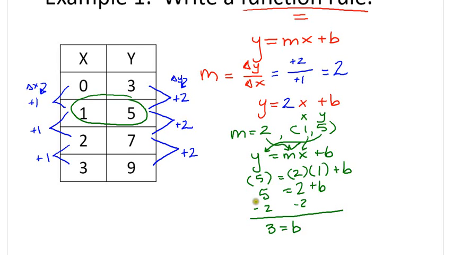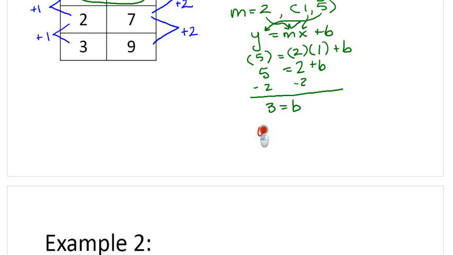So if I have found that the slope is 2 and that the b is 3, then I can rewrite the slope-intercept form of the equation as y is equal to 2x plus 3. Y is equal to 2x plus 3. And this is the slope-intercept form of the equation.